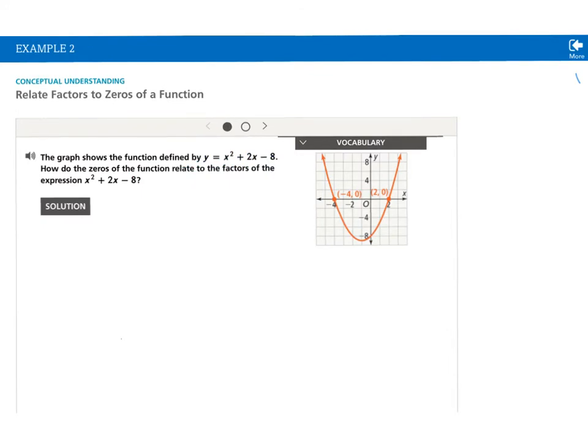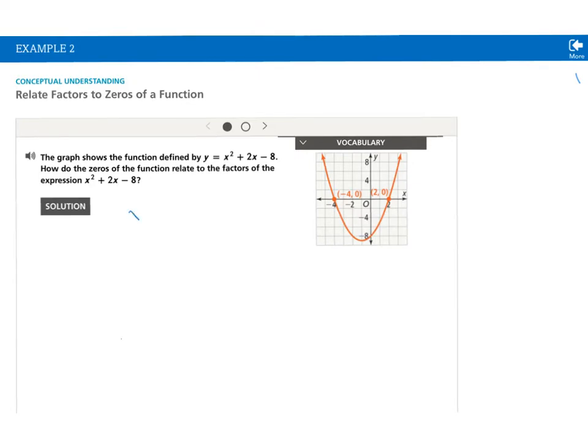Relate factors to zeros of a function. So we're given this function y equals x squared plus 2x minus 8. And I put the graph there. And it's asking how do the zeros of the function relate to the factors. So let's factor it first.